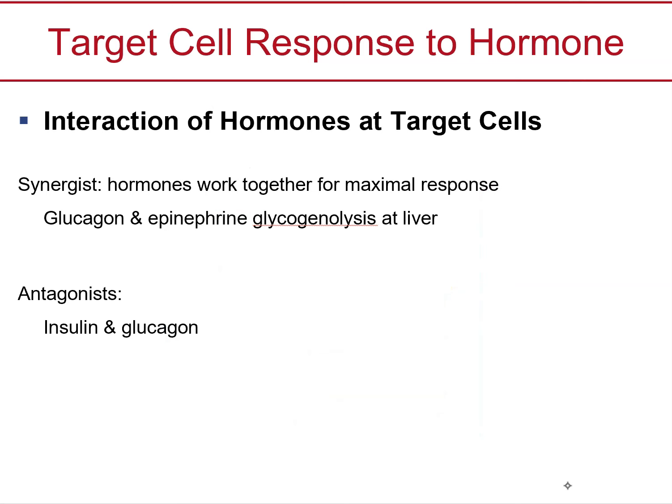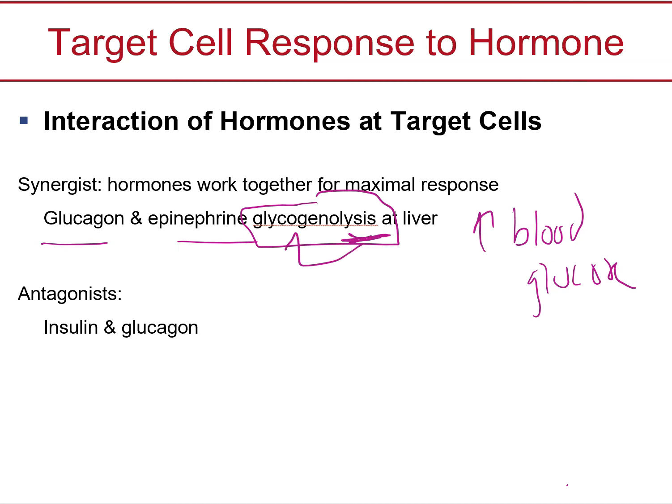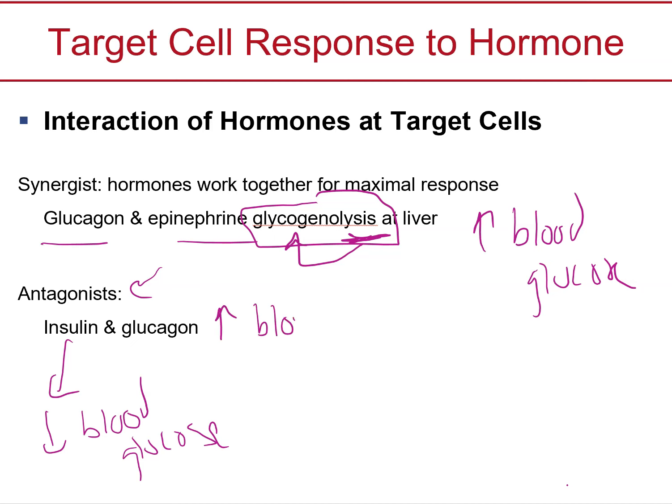Another term: we've talked about this idea of antagonists and agonists, and just know that hormones do work together. A synergist is when hormones work together to get the maximum response. For example, if you need to raise your blood glucose levels really fast, then you will release glucagon and epinephrine. Remember, glycogenolysis means to break down glycogen into glucose. The two hormones both have this action and they work together to give you a faster response. Whereas antagonists have the opposite effect. You just saw that insulin's job is to decrease your blood glucose levels. Remember, it's going to bind to a receptor on the cell and let glucose in, whereas glucagon's job is to raise your blood glucose levels. So we would say that these hormones are antagonists.